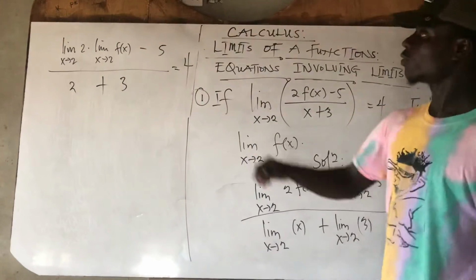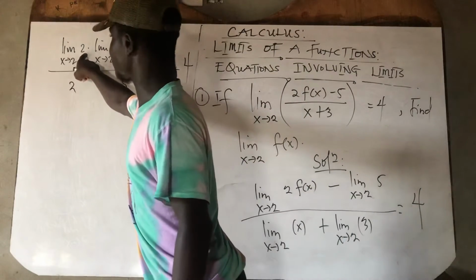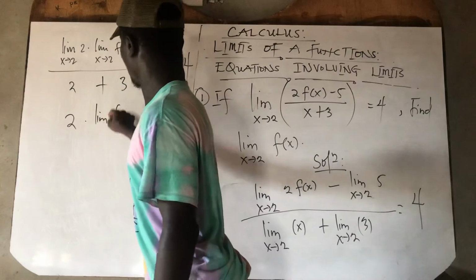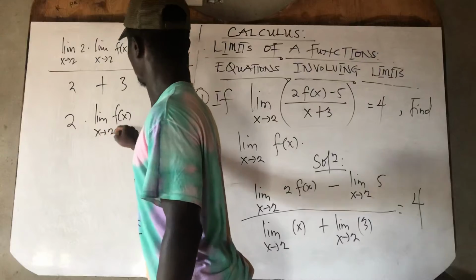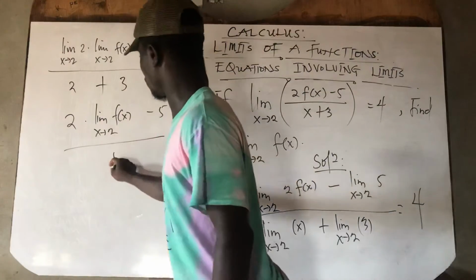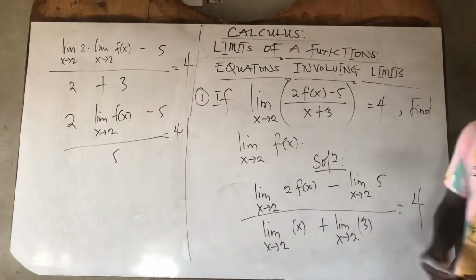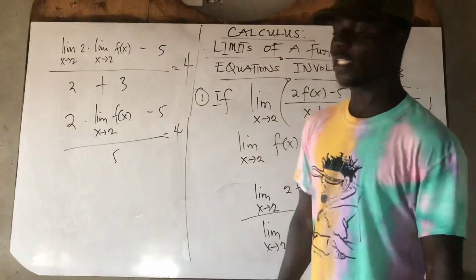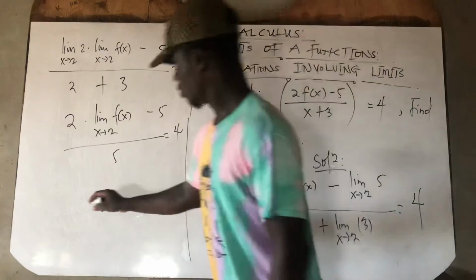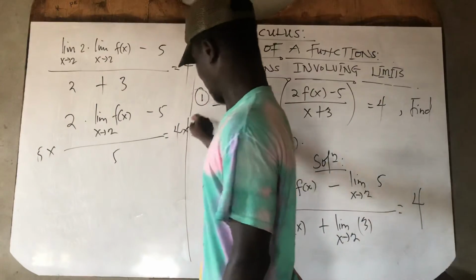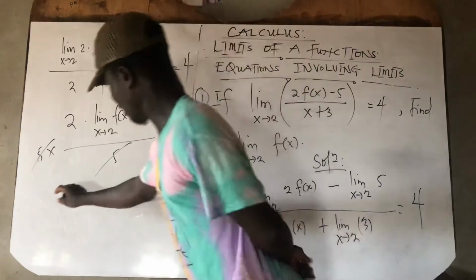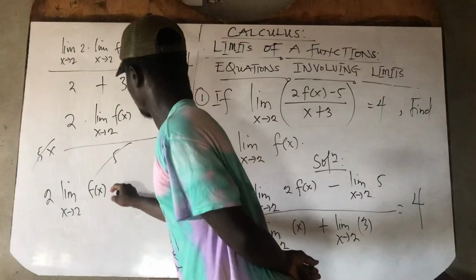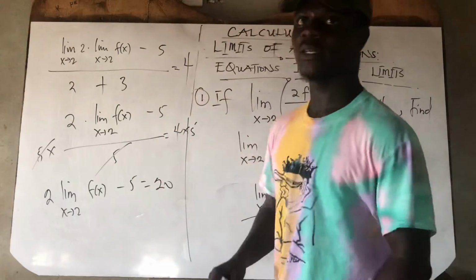Right. So now here we have the limit of a constant as x approaches 2, which is 2 times the limit of f(x) as x approaches 2, then minus 5, all over this one gives 5, equals 4. So we can do something here. We have to clear the denominator by multiplying through by 5. So I have 5 times, then times 5, so this one cancels. So I have 2 times the limit as x approaches 2 of f(x) minus 5 equals 20.